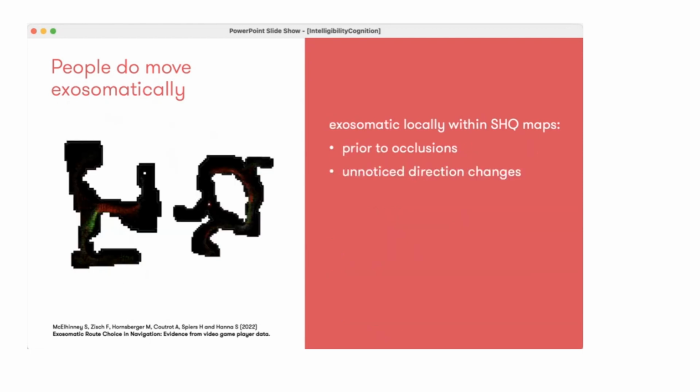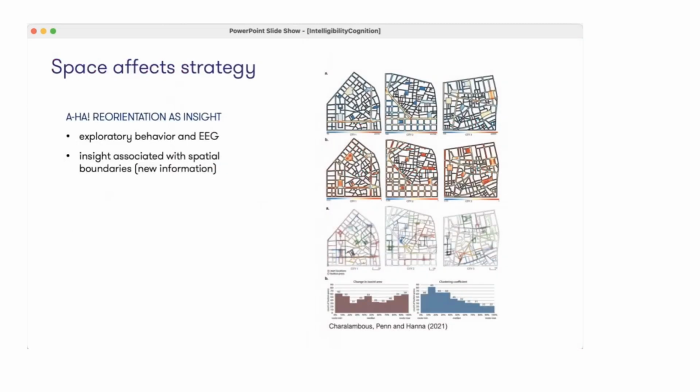Now, of course, these are also spatially located. Depending on where you are in the space, there are some places you're more likely to be able to optimize your shortest path, and some places you're more likely to take the axiomatic approach, particularly prior to occlusions and unnoticed direction changes. So we don't always make the same sorts of choices. Sometimes it seems we rely on the cognitive map and sometimes we rely on the space, but that depends on the person and it also depends on the layout of space. So space affects the strategy.